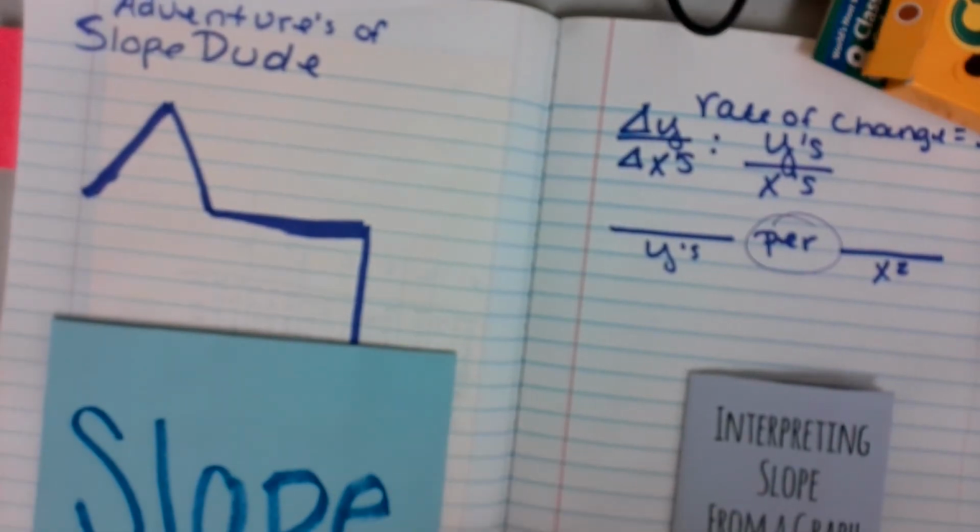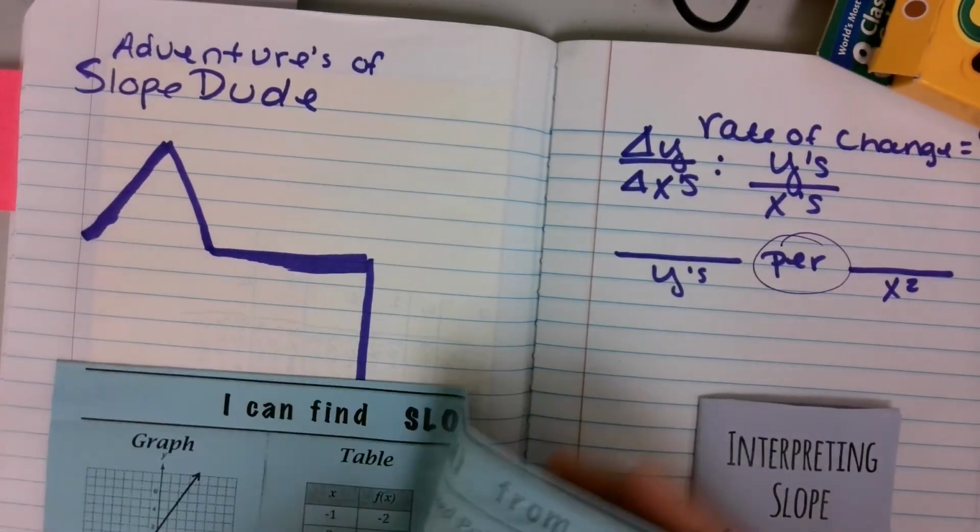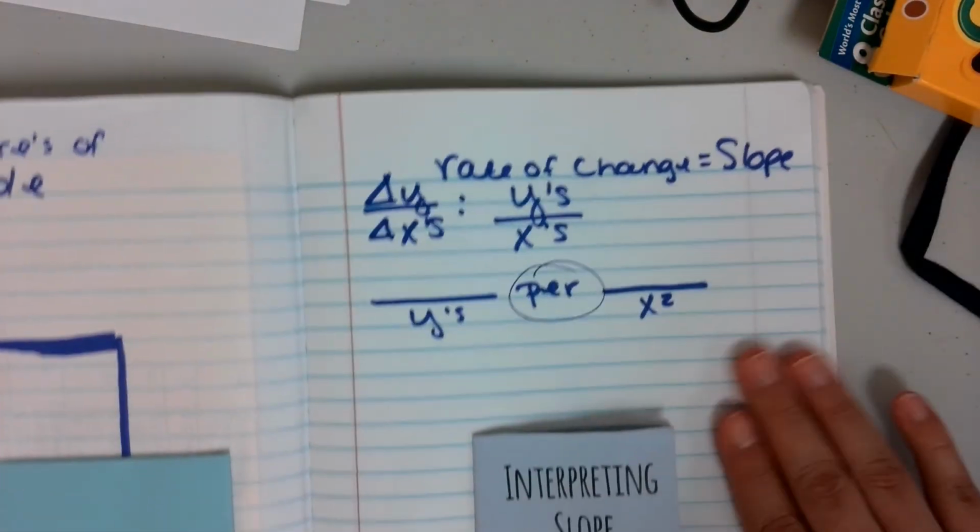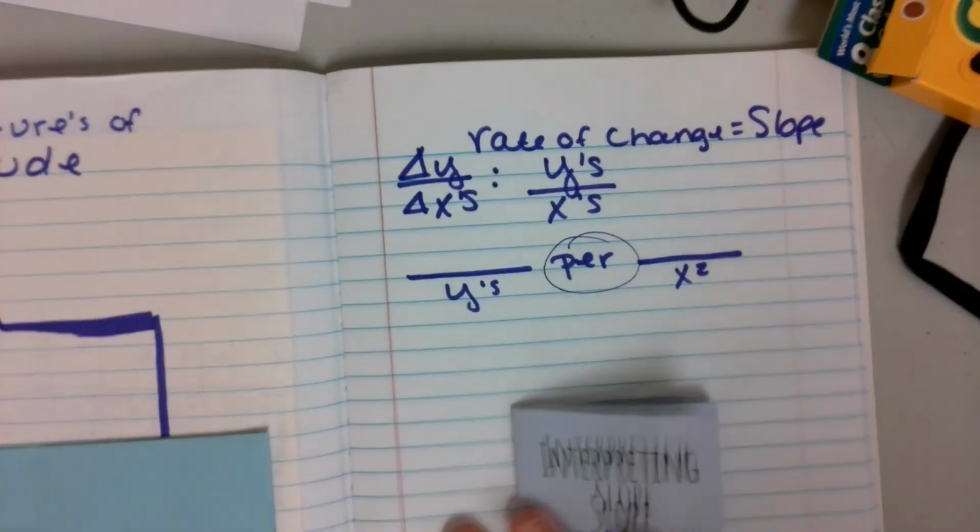There's 3 more problems, and then let me show you real quick what your journal should look like. So you should have the Adventures of Slope Dude, and then the notes, and then you have this page with this page, okay? So that's what you have.